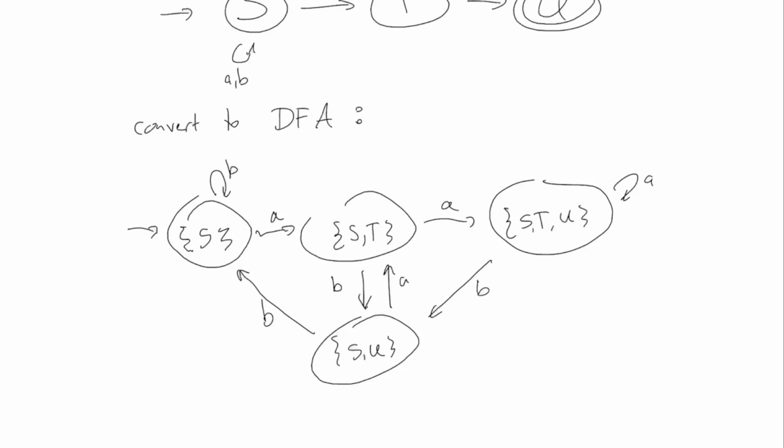Last thing is to indicate the accepting states. And remember, the rule is any state containing one of the original accepting states should be accepting down here. The original is U, so anything down here with a U in it should be accepting. And that would be here and here. And that does it.